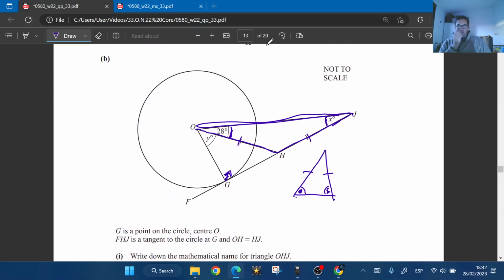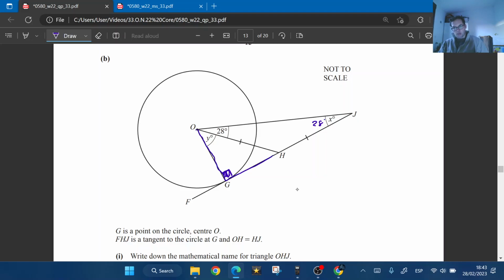Next one, they say find the value y. Right, so what do we have? Let's just clear all of this. Alright, so remember what we said, we already found out this angle here between the radius and the tangent is 90 degrees. Okay, and we just worked out x is 28. And angle y is an angle in this big triangle here, triangle OGJ.